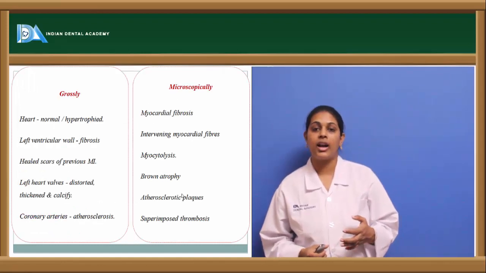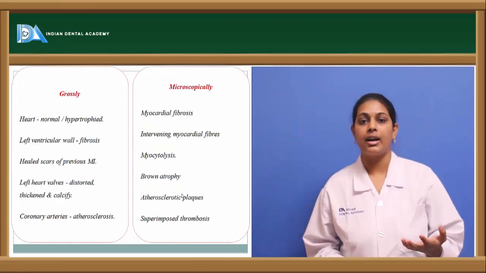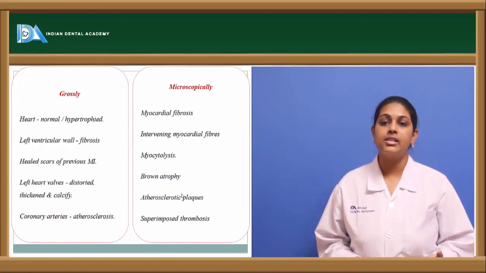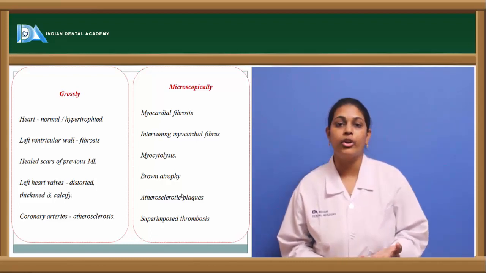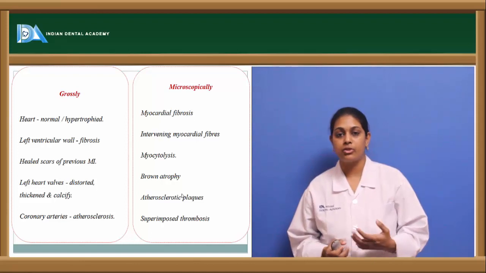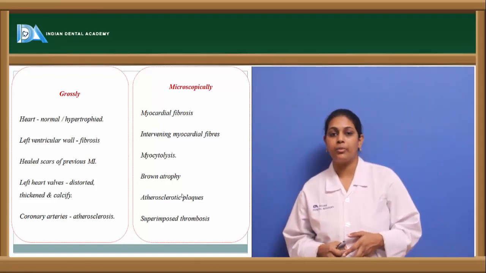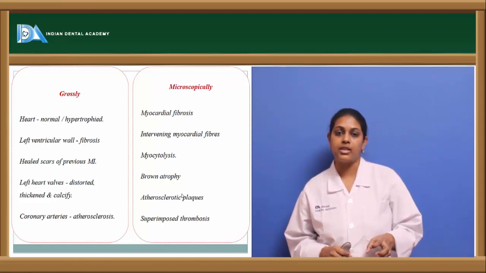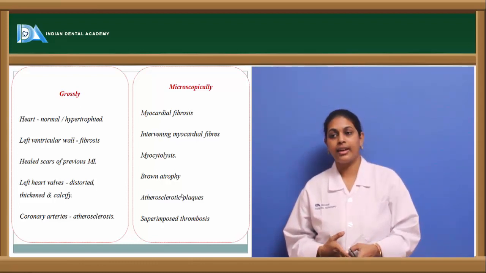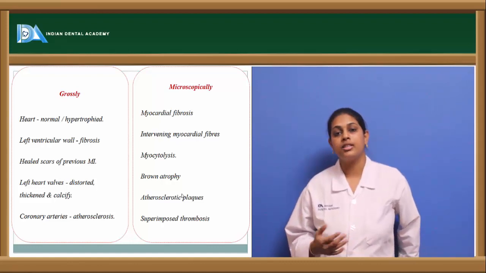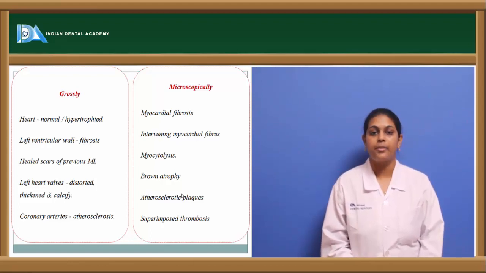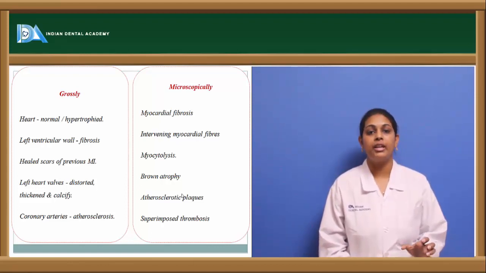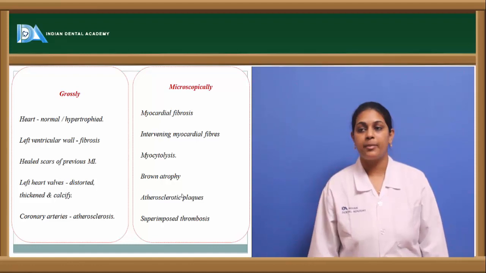Coming to the gross changes that could be seen in chronic ischemic heart disease, the heart, because of the presence of fibrosis, might occur as a hypertrophy, or it might be normally present. The left ventricular wall usually shows presence of fibrosis because of the fibers aggregation. Usually the healed scars, this chronic ischemic heart disease can also manifest as a part of myocardial infarct which have already been healed. That is, the healed scars of myocardial infarct might progress into chronic ischemic heart disease.